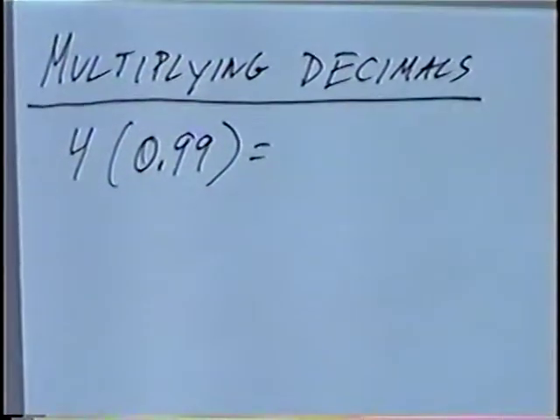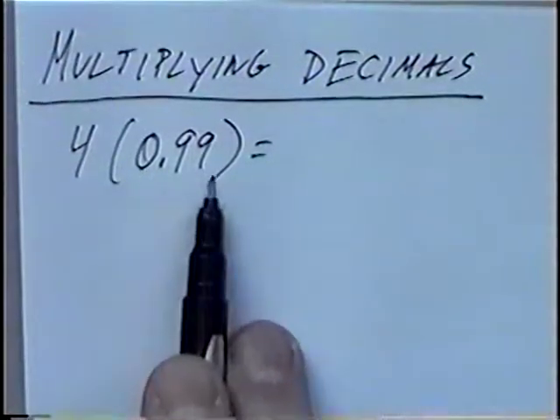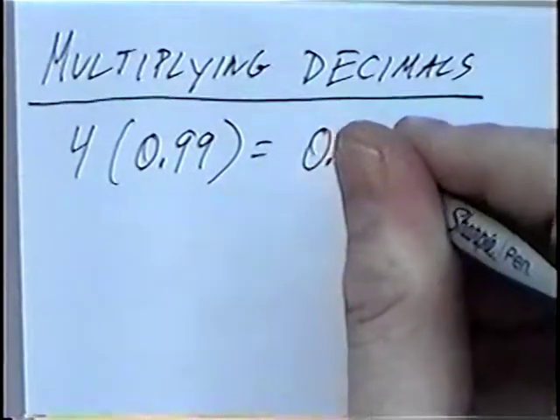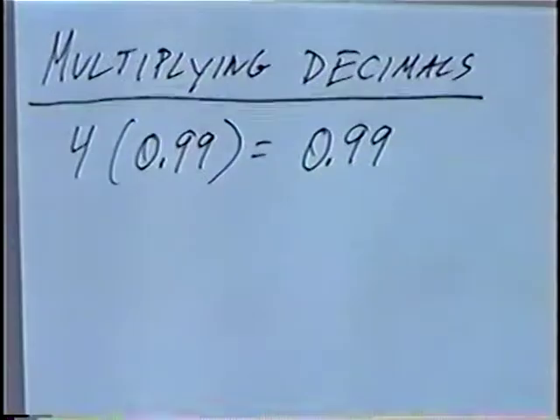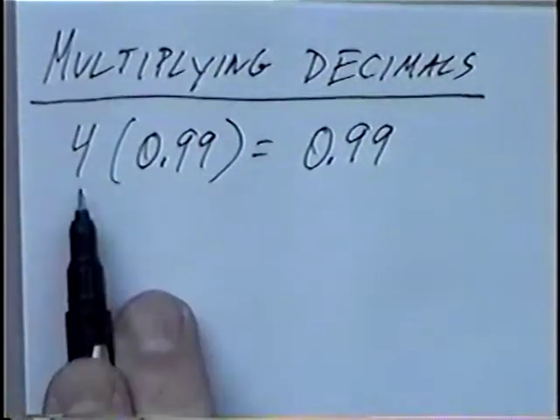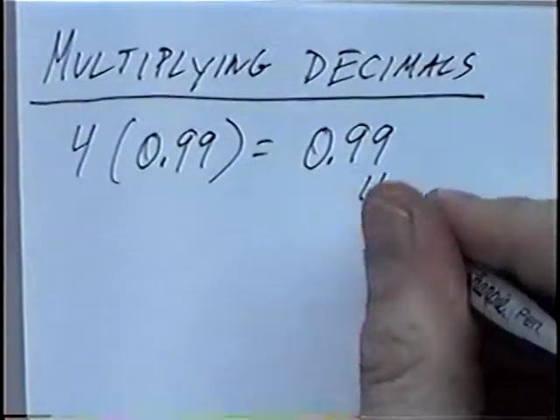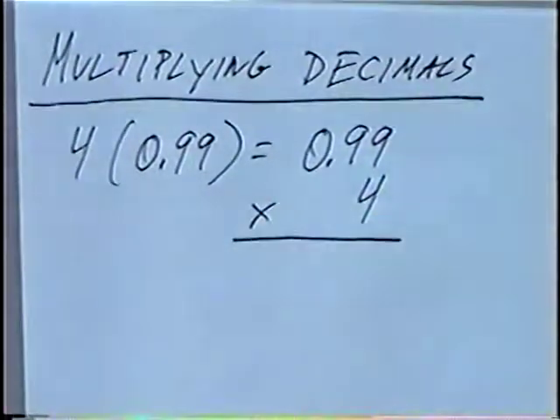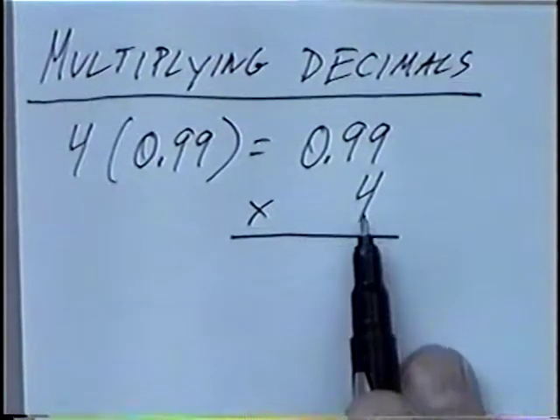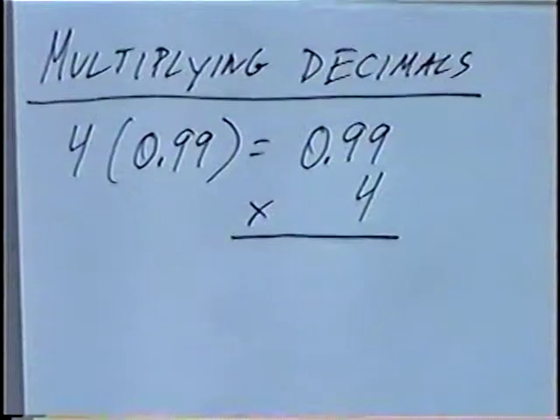Same steps as the previous section. It is easier to take the number that has the most digits, or most numbers. We'll put that first, 0.99, and the second number we'll write underneath of it. Multiplying, we'll multiply 4 by each of the numbers above.